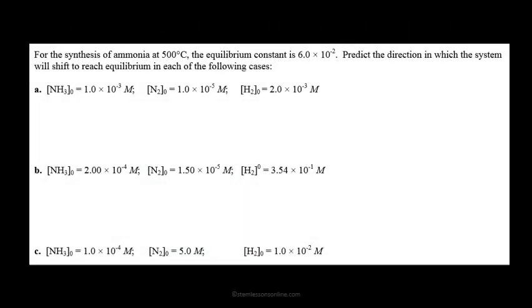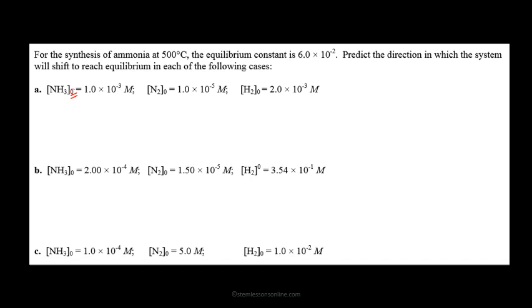Let's see a few more examples. In this case, again for the synthesis of ammonia at 500 degrees Celsius, the equilibrium constant is 6 times 10 to the power negative 2. Predict the direction in which the system will shift to reach equilibrium in each of the following cases. What we have here is initial concentration, represented by concentration with a subscript 0. So ammonia is 1 times 10 to the power negative 3 molar, nitrogen initial concentration is 1 times 10 to the power negative 5 molar, and hydrogen is 2 times 10 to the power negative 3 molar.